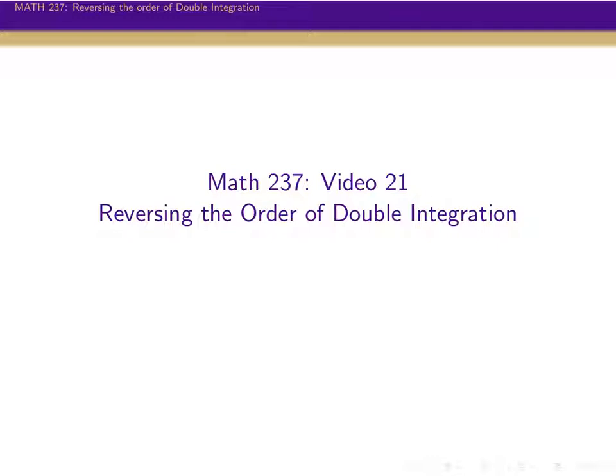Now if you look in most calculus textbooks, this topic is kind of stuck in the section that talks about double integrals over general regions, and maybe it has a paragraph, probably one example on it, but it's not really given much more attention than that. But I think this is actually kind of a tricky thing to do in practice, and so we're going to pay it some special attention by giving it its own video.